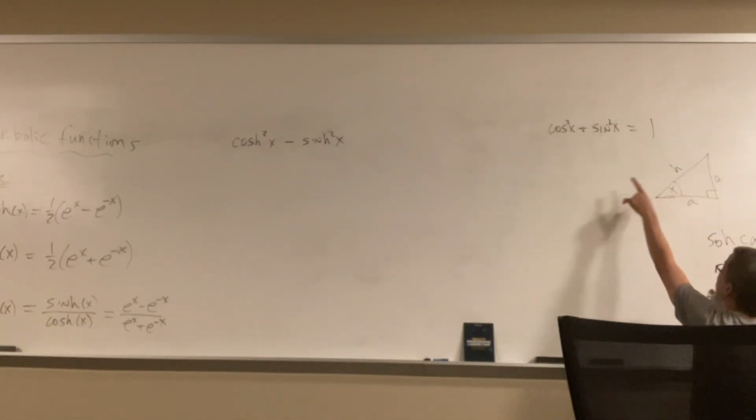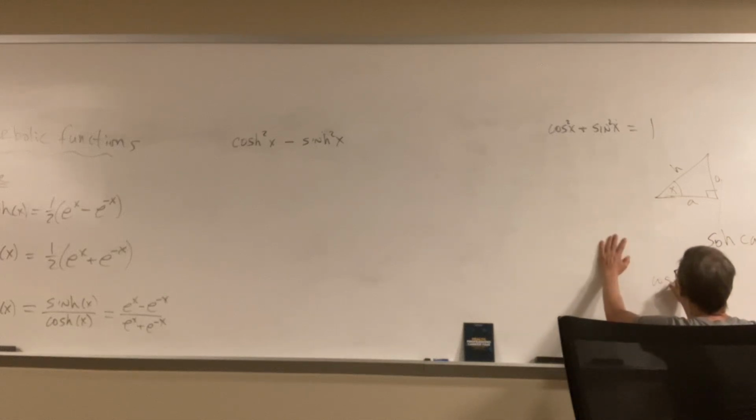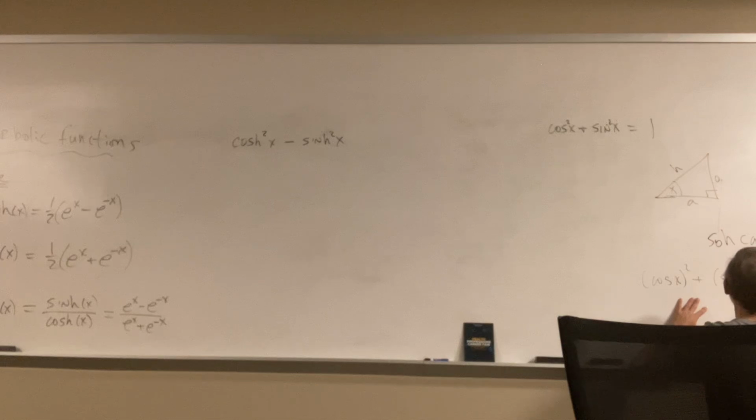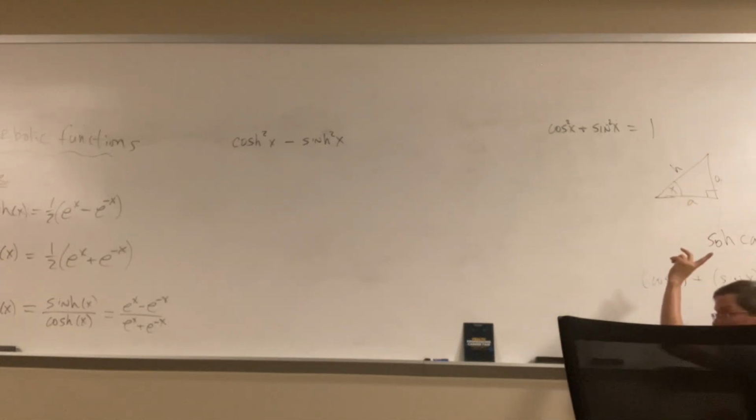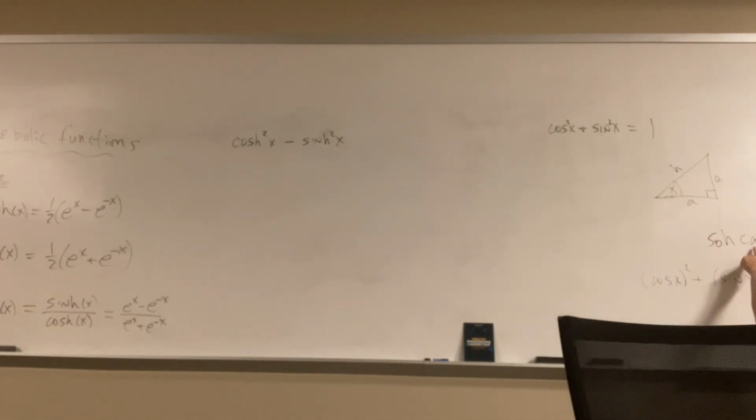So let's take a look here. Let's look at that identity. Cosine squared plus sine squared. Let me just use this triangle. Cosine is adjacent over hypotenuse, so a over h, squared. Sine is opposite over hypotenuse, squared. Let's simplify this. So this is a squared plus o squared over h squared.